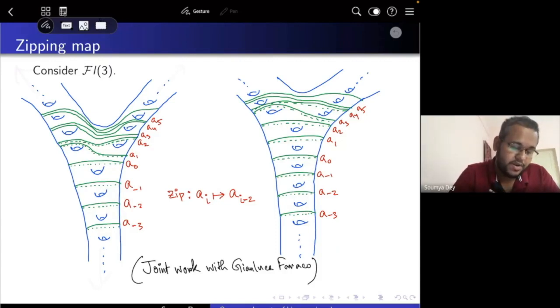So you can have these curves, which I am calling A0, A1, A2, up to AN above, and A minus 1, A minus 2, A minus 3 like this below. On this family I'm going to define a map. If we can define this map in each of these blocks, we can extend it to the whole of FL3.